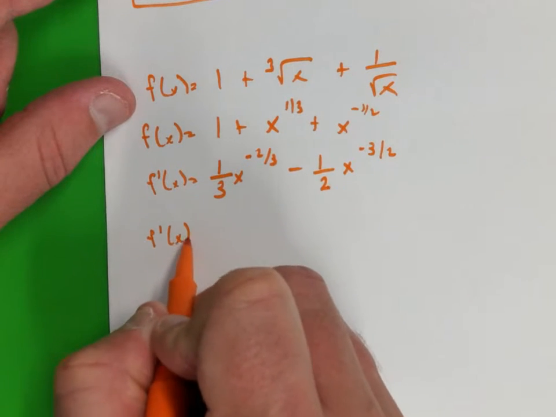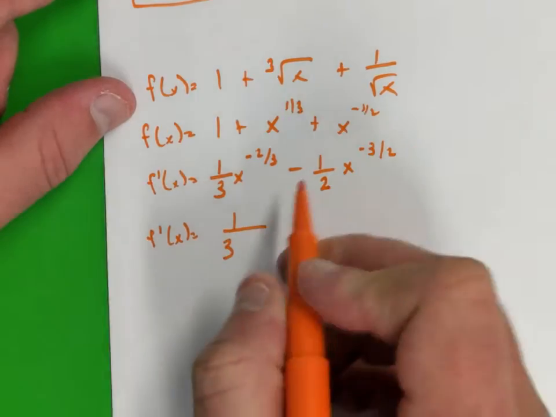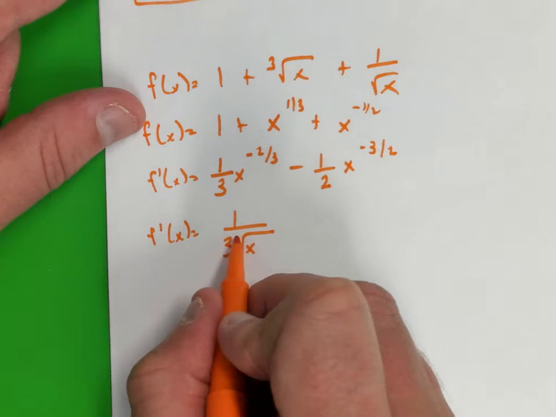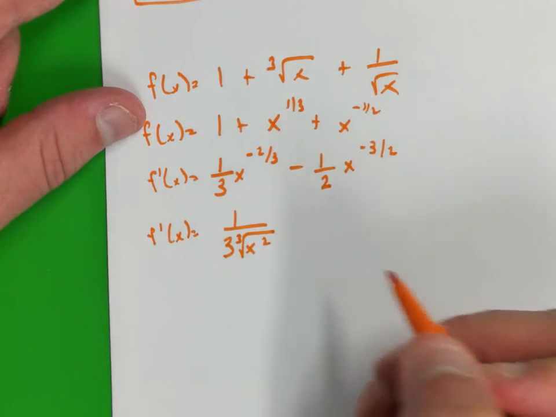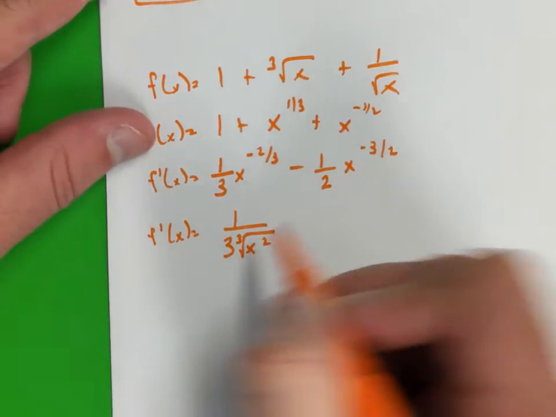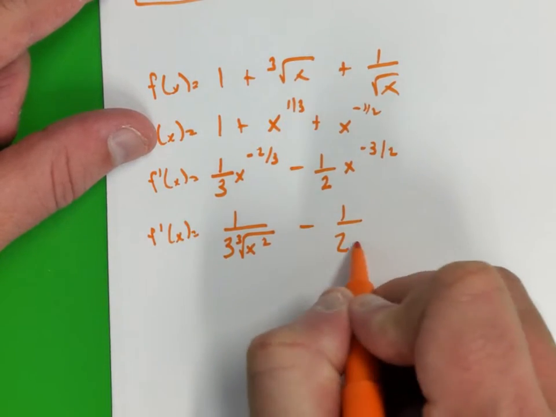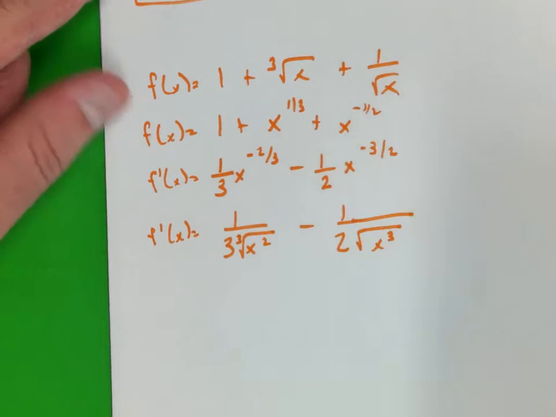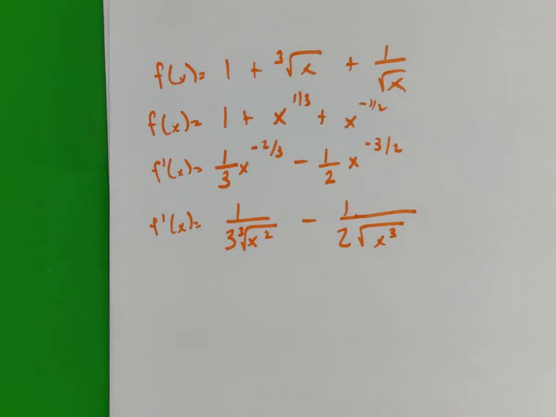So f prime of x equals 1/3. I'm going to put the root. Would it be cubed or square root? Cube root, and that's going to be squared, because your root lives underground. So that's the cube root, and that's your exponent. Minus 1/2. What root will this be here? Square root, and this is going to be what? Cubed. That would be my derivative.